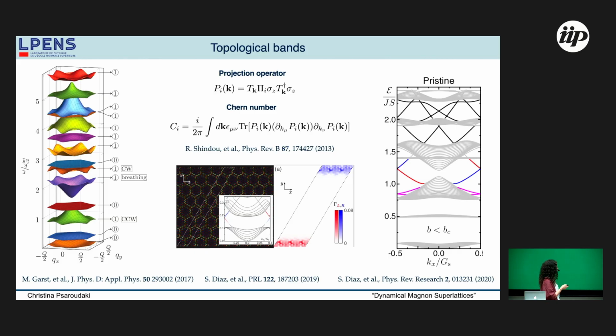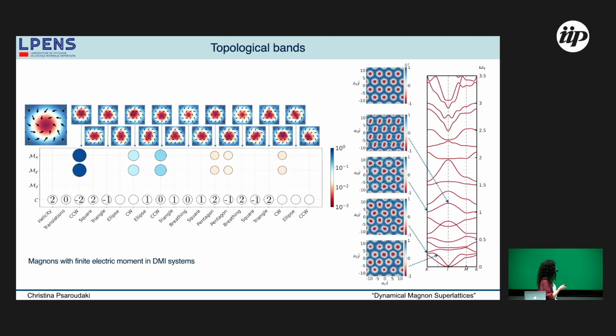So we defined the Chern numbers for the bands that we found, and we report them here. There is some band touching where we were not sure. We still have to work on it, because one has to be very careful when the curvatures of the two bands touch each other. But surprisingly, we found that the helicity band has a high topological charge.